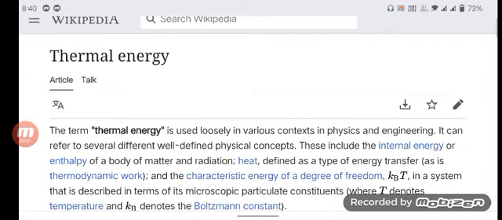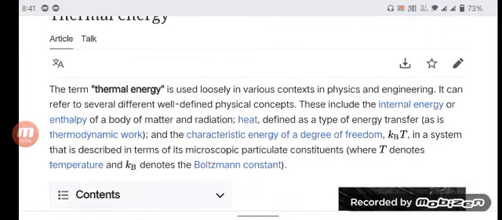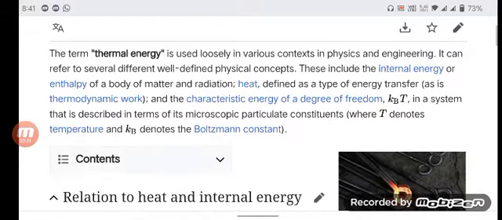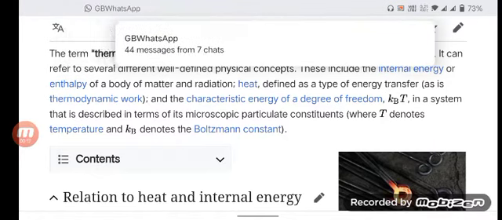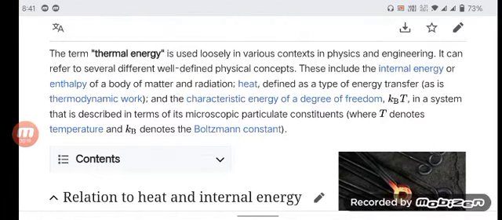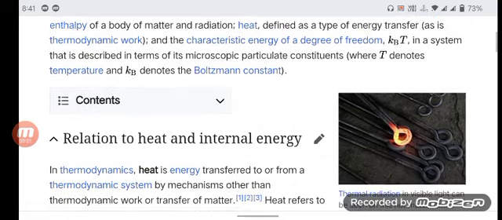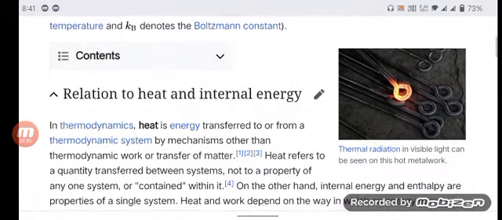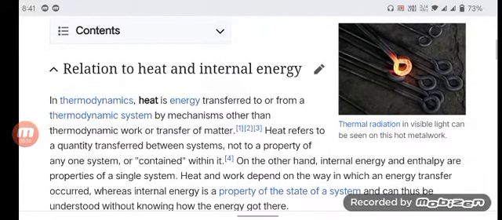Thermal energy. The term thermal energy is used loosely in various contexts in physics and engineering. It can refer to several different well-defined physical concepts. These include the internal energy or thermodynamic work, and the characteristic energy of a degree of freedom in a system that is described in terms of its microscopic particulate constituents. T is the temperature and kB denotes the Boltzmann constant.